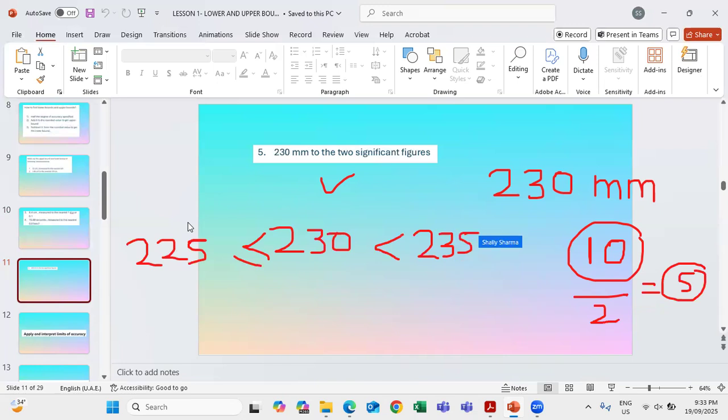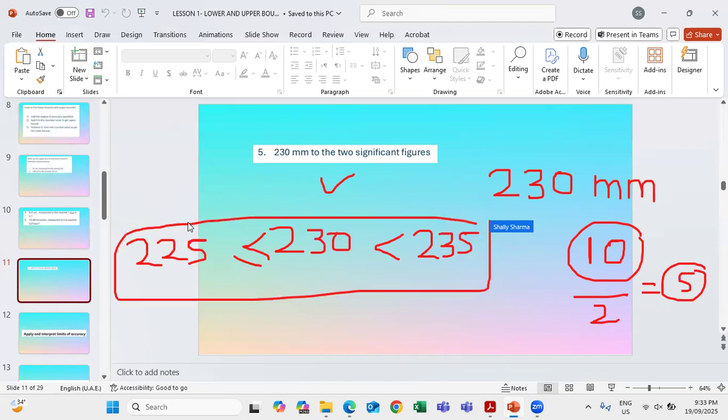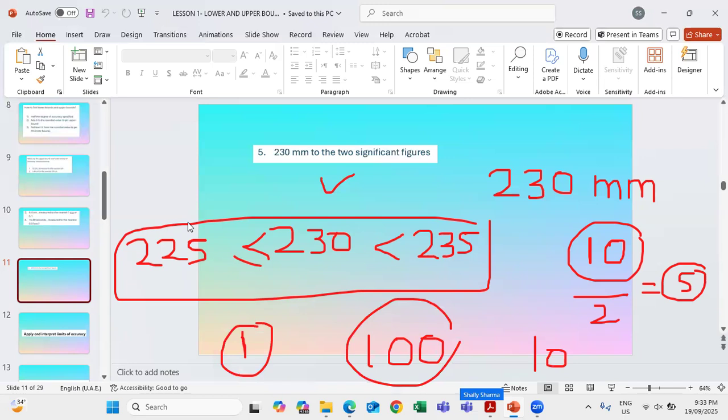So this way you can solve the questions of significant figures also. This is for two significant figures. You can get it for three significant figures, then you will take 100, and so on. For two significant figures, 10. For one significant figure, 1. For three significant figures, 100. So third significant means the third one should be a non-zero value, and that we will take as 1.